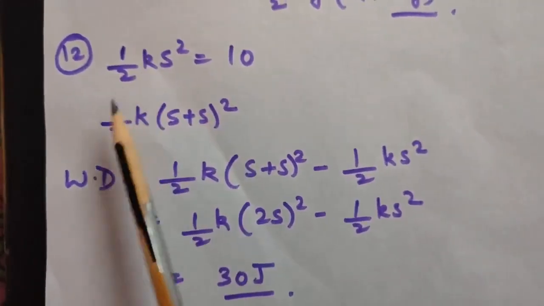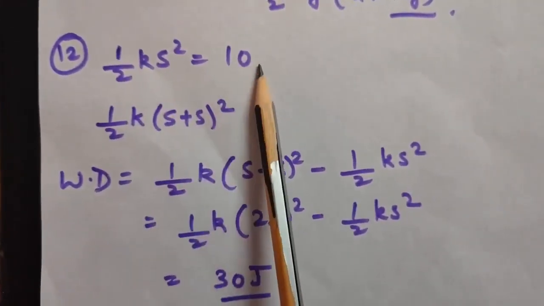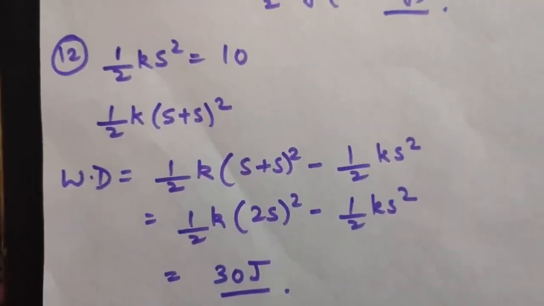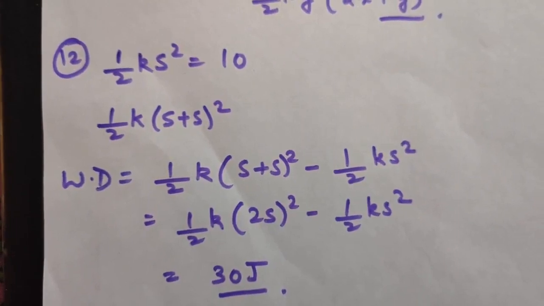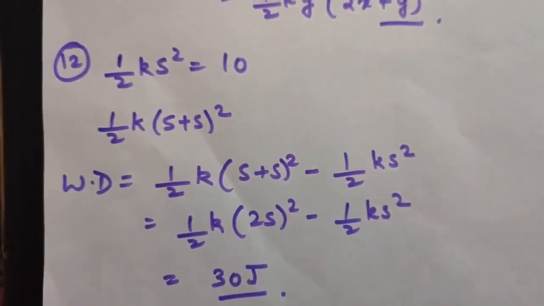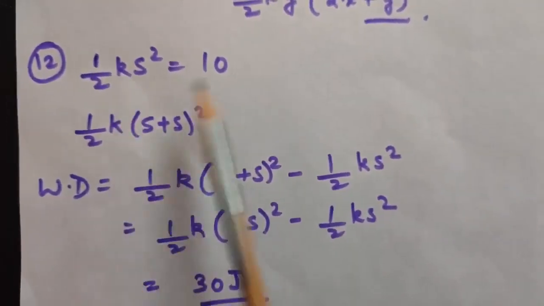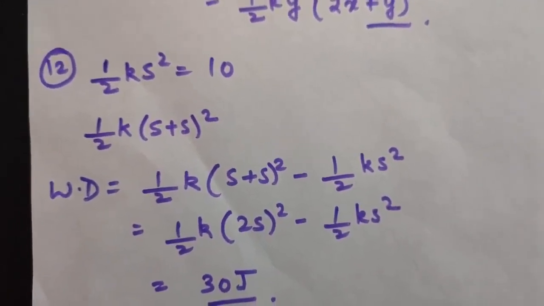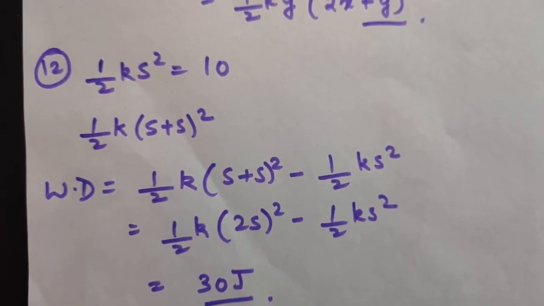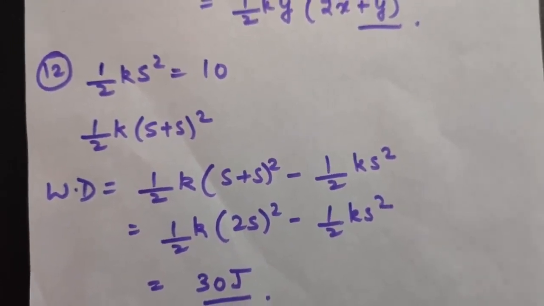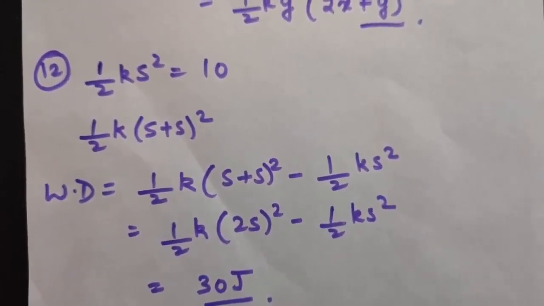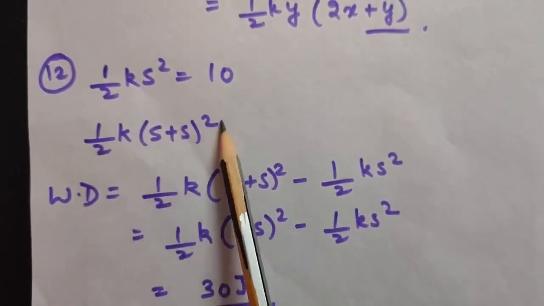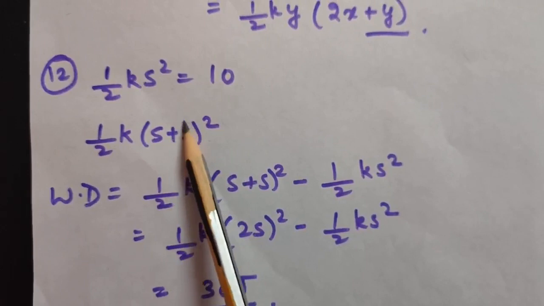That is half k s square equals 10 joules, as I told you earlier in question number 11. After that, it is asking what will be the work done in an extra displacement of s only. So again, this is your W1, W2 for the displacement of s plus s, because s is the initial stretch. Now we are stretching it by s again, same as we did in the 11th question. So that will be half k (s plus s) square. Now you have to calculate work done for this only.